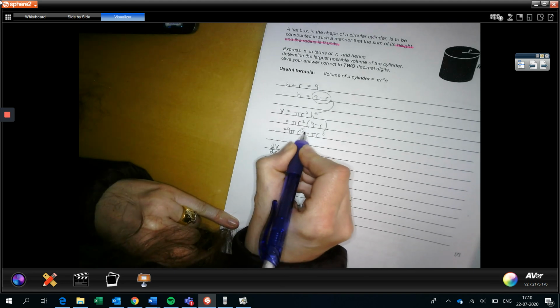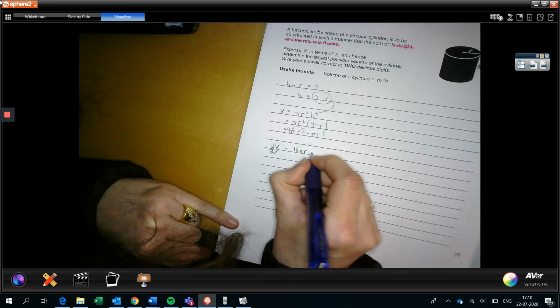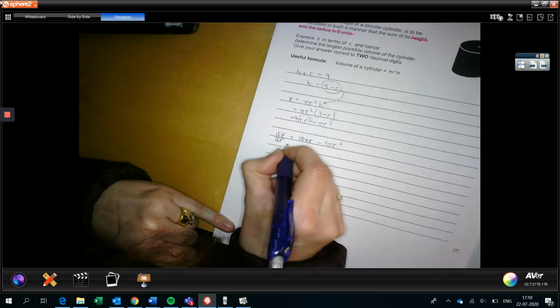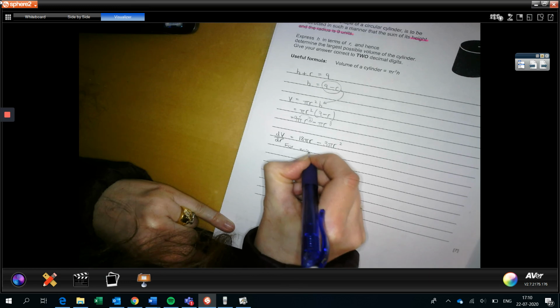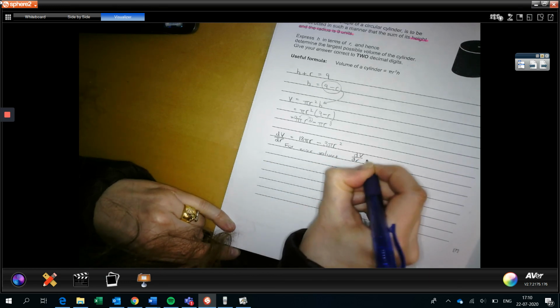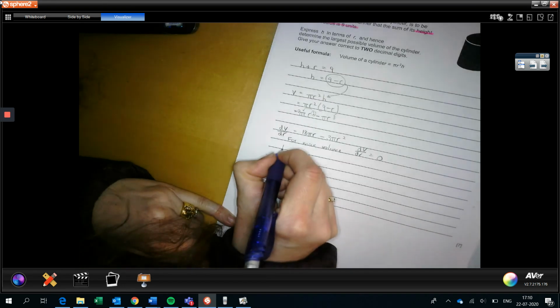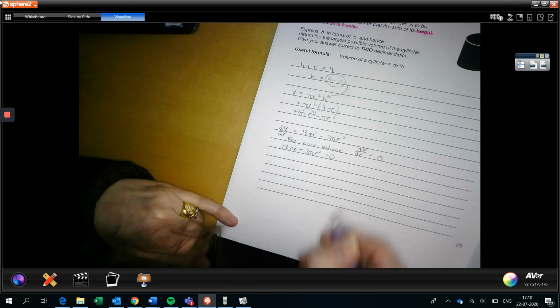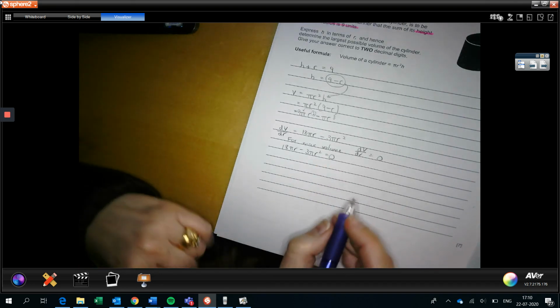Now we can differentiate dv by dr. We're going to multiply the 2 by the coefficient of r, so we get 18 pi r, take one away from the exponent, minus 3 pi r squared. For maximum volume, the derivative must be naught. So then we make our derivative equal to naught, and we're going to solve for r.